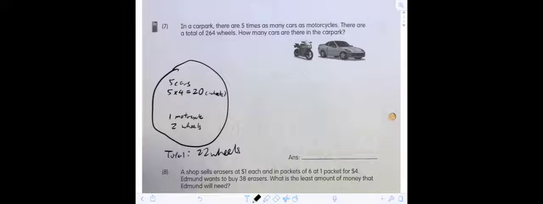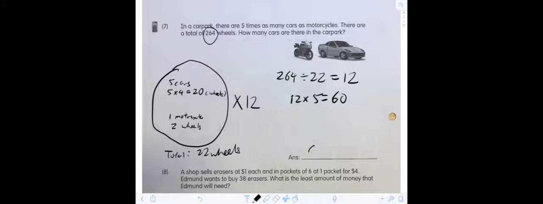Now we have to find out how many sets. We got to find out this whole thing is times how much. So from the wheels, we take 264 wheels divided by the 22 wheels in one set. This will give me 12. So altogether there are 12 sets. Now you want to find out how many cars there are in the car park. Easily, we just take the 12 times the 5 cars inside one set, and you'll get 60. Altogether there are 60 cars.